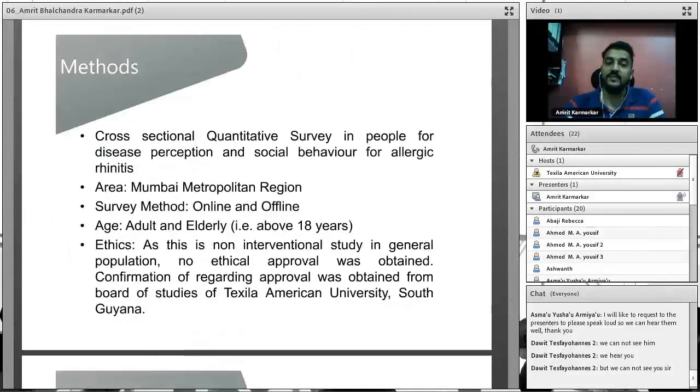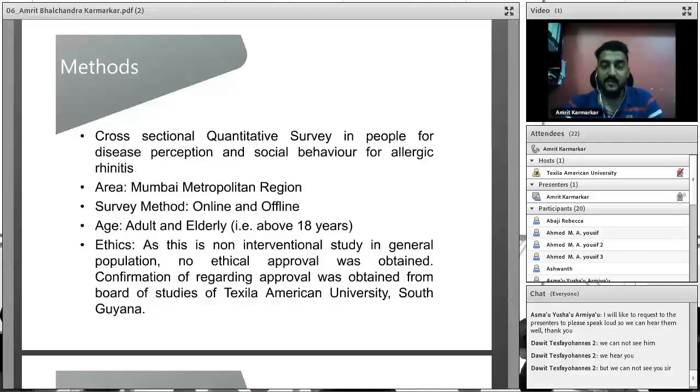The methods used for this presentation include the cross-sectional quantitative survey in people for disease perception and social behavior. The area selected for this methodology is the Mumbai metropolitan region, which is the highest populated area across India, with a population of more than 1.5 crores, that is around 150 million. The survey methodology was online and offline questionnaire-based responses.